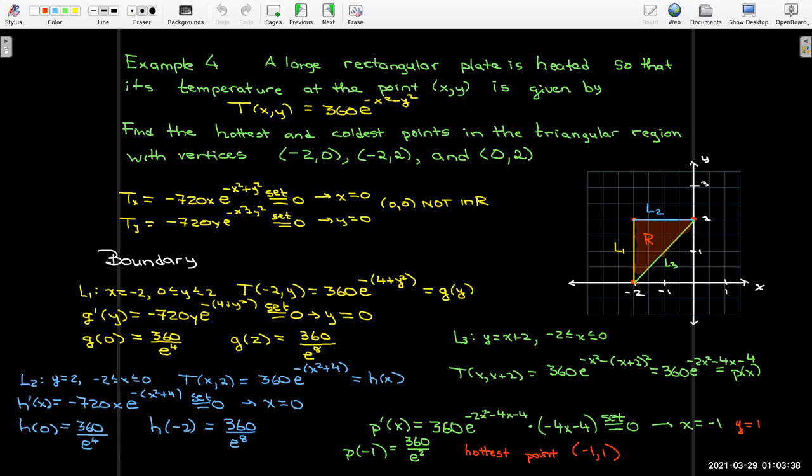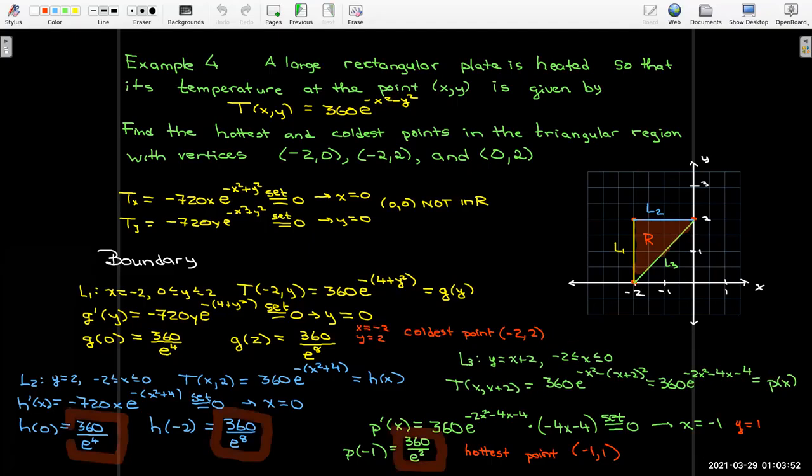At any rate, the highest temperature is on the slanted line here at that critical number, x equals -1, 360 over e squared. And then if I look among the other ones, the coldest temperature is 360 over e to the power of 8. And that occurs at the point when x equals -2 and y equals 2.